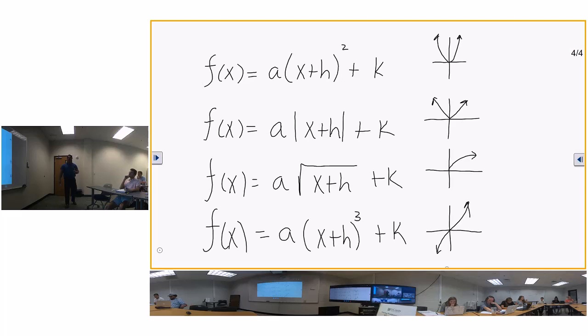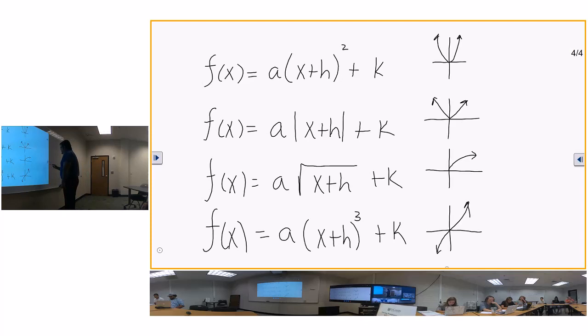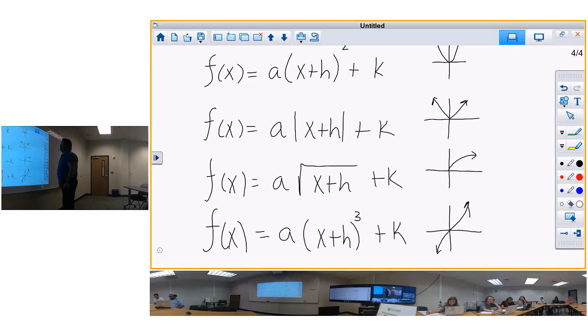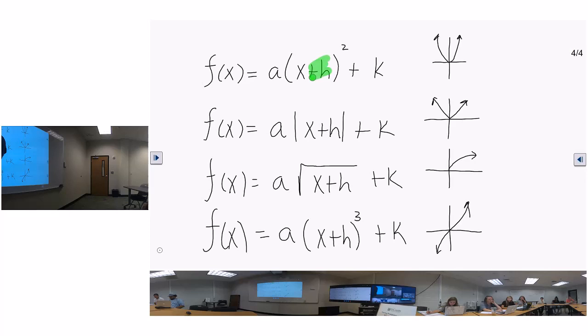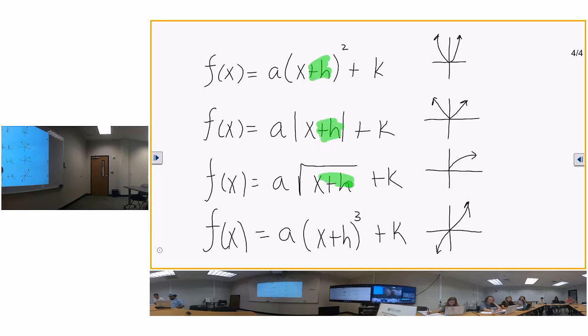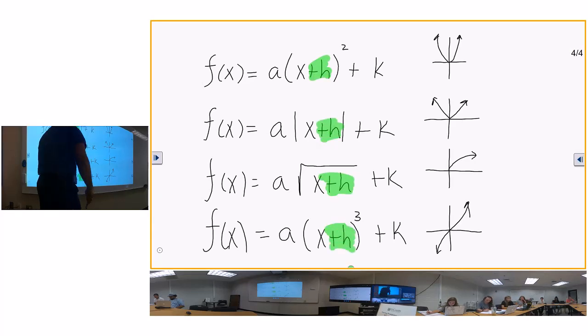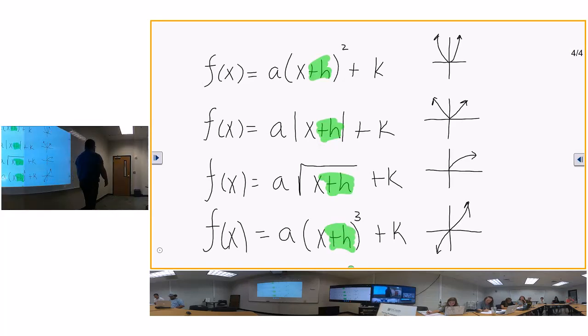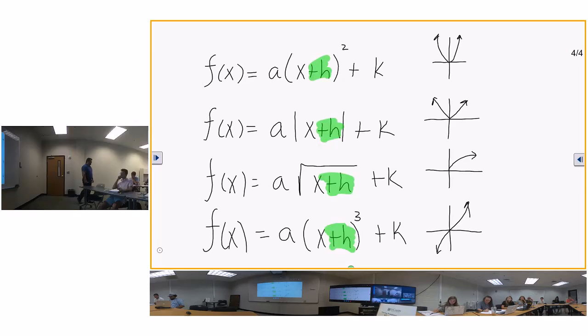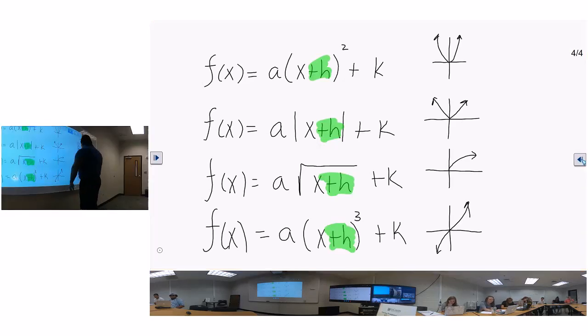How many of you have seen the parent graphs before? Okay, good. That means your 102 teacher or your Algebra 2 teacher taught you. All right. Now, what about the h and the k? Well, let's go ahead and say what that is. The h on all of these, anybody want to tell me from their review of 102 or Algebra 2, what is the h? Nobody remembers? Horizontal shift. Write that down. h is equal to the horizontal shift.